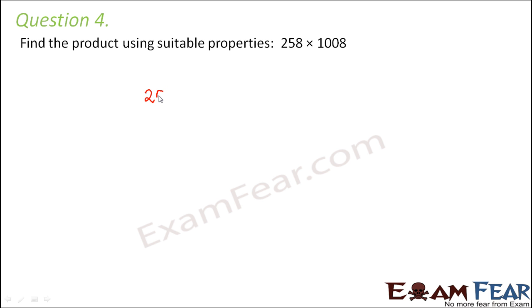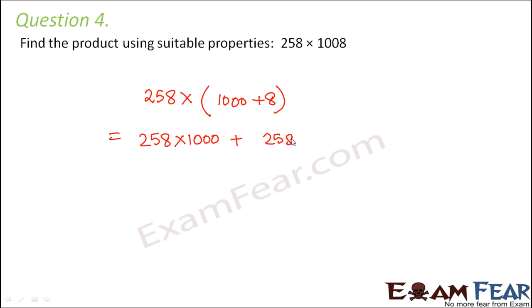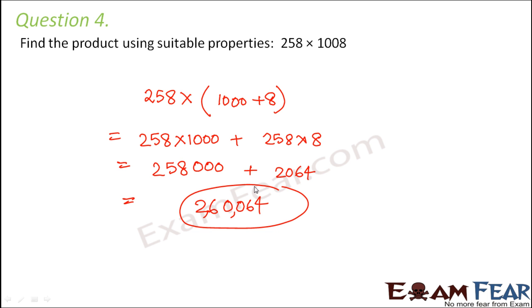258 into 1008. Here also we will make use of distributive property. We can write 1008 as 1000 plus 8, because the moment we introduce terms with zeros, our calculations become simpler. So by distributive property, this would be 258 into 1000 plus 258 into 8. This would be equal to 2,58,000 plus 258 into 8, which is 2064. When you add these two, you get 260064, that is 2,60,064.